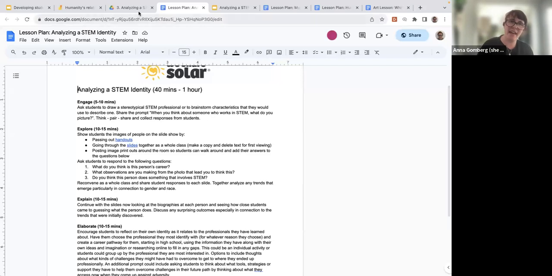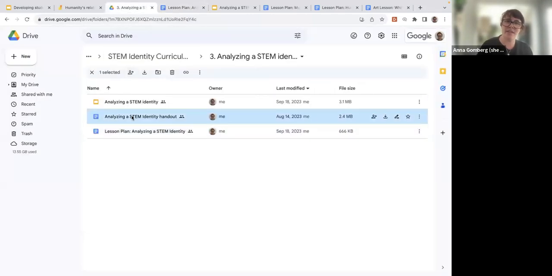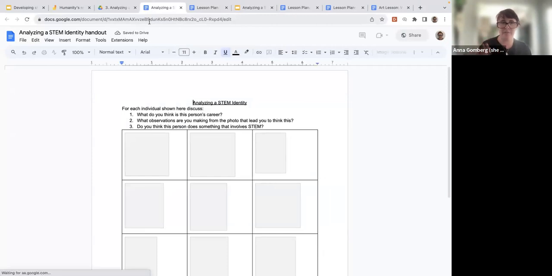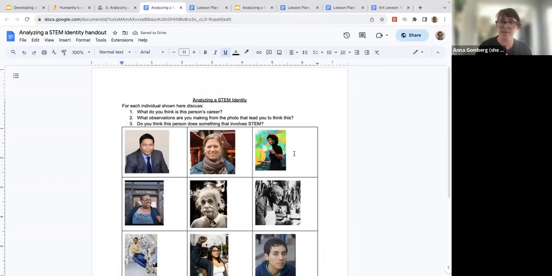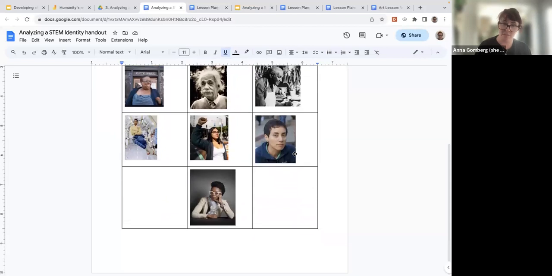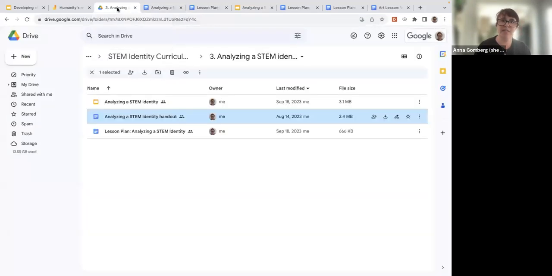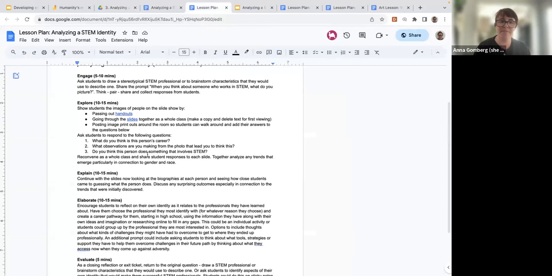So then you can show them this. I have a handout, and obviously you can edit these however you want. There's a handout where it's just pictures, which you could use, or you can use the slides with no words. And just by looking at these people, kids try and guess what they do. And then you can give them all the information on the slides.